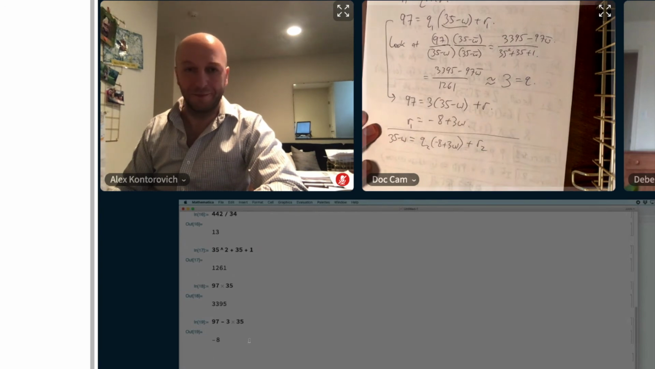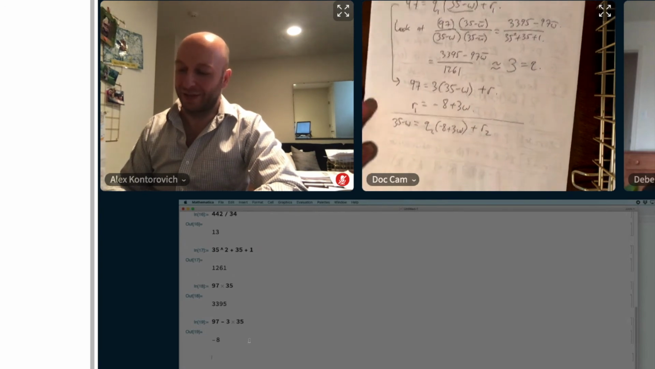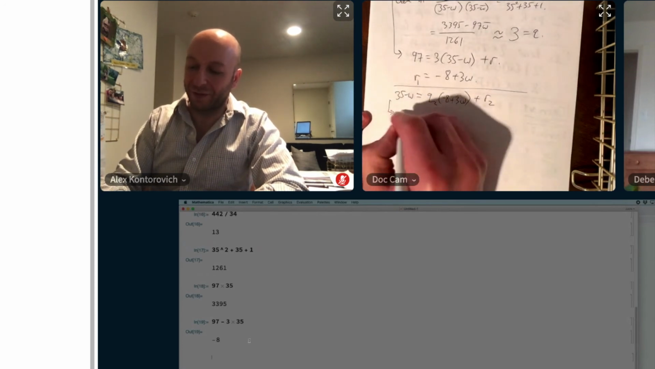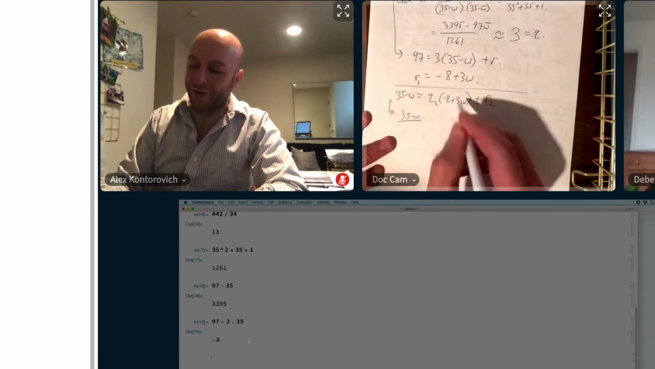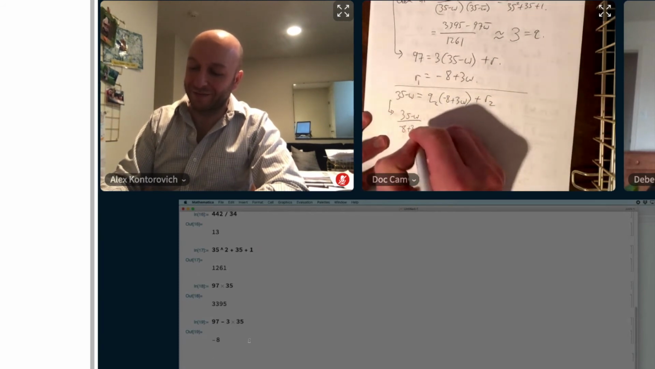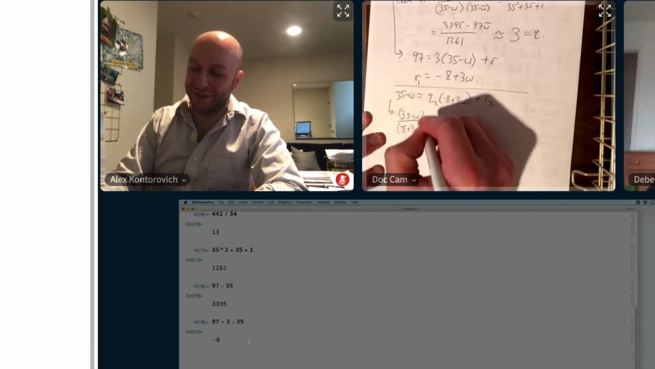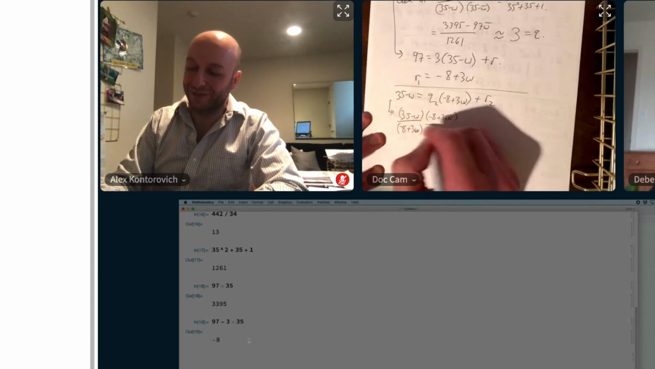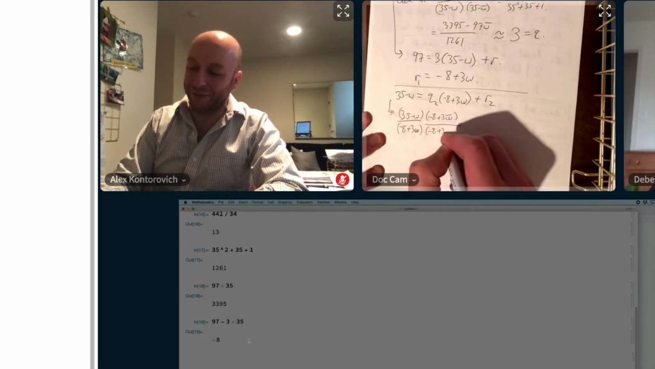Does everybody see that? So let's look at that quotient: 35 minus w over negative 8 plus 3w. Gosh, this is going to get messy. Multiply top and bottom by negative 8 plus 3w bar.